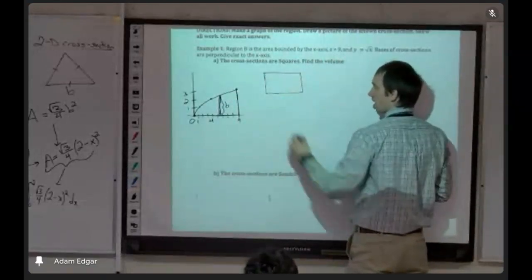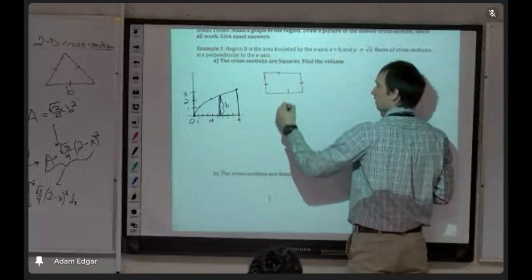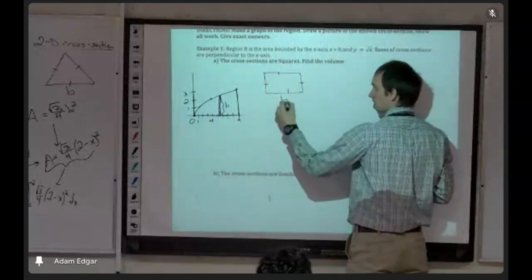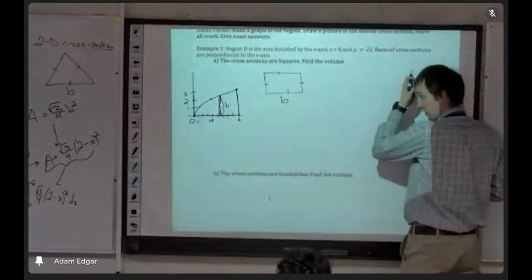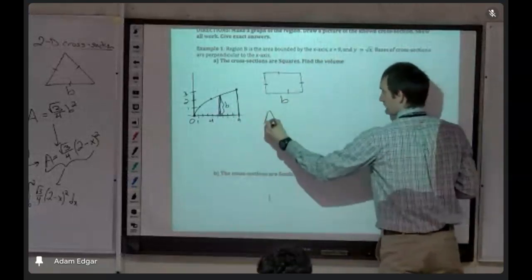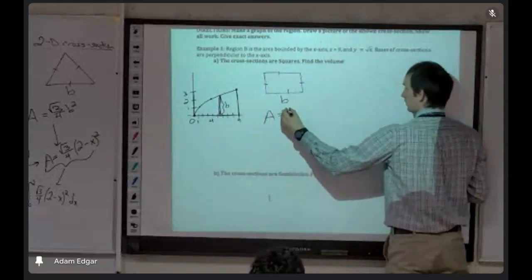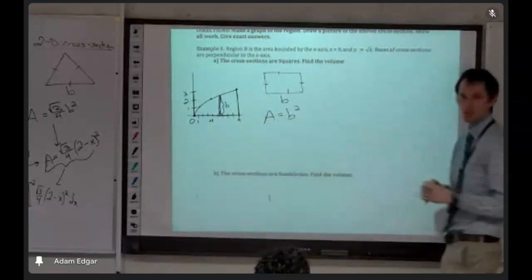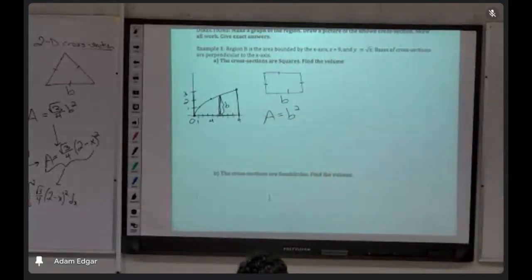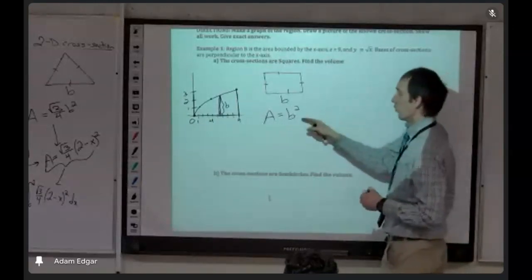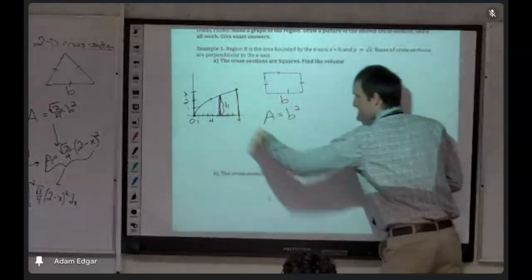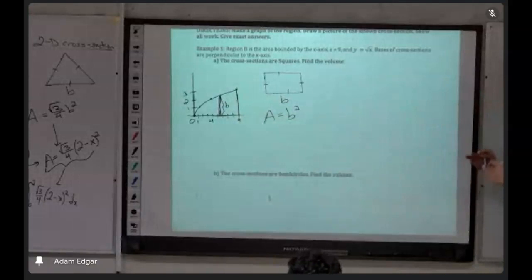And squares are nice. And the bottom edge of the square is b. And then we say, well, what's the area formula for a square in terms of b? Not s squared, it's b squared, because everything's going to be in terms of b. Then we go back over to our graph and say, we need to get b in terms of x.